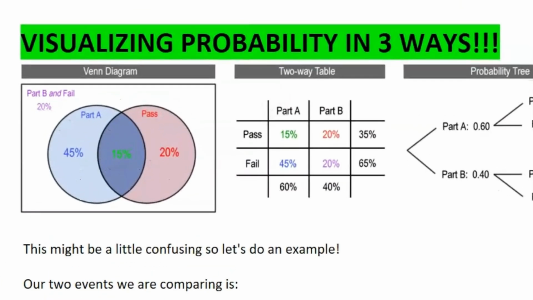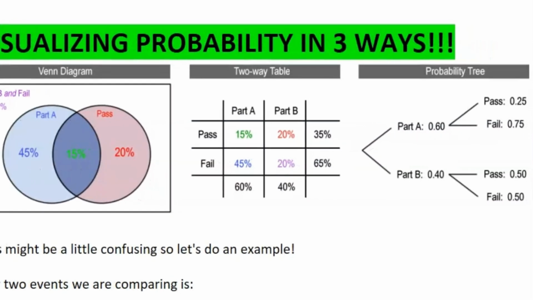So there's the Venn diagram, which obviously shows the chance of something happening, event A and event B, and then their overlap. And you have a 2-way table. You've probably seen this back in Unit 1, just displaying the data. And then you also have a probability tree.